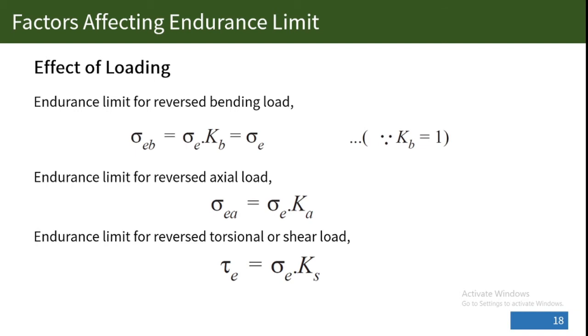Next is the endurance limit for reversed axial load, which is represented by sigma sub EA, equal to sigma E, or the endurance limit, times the load correction factor, K sub A. So K sub A is the load correction factor for reversed axial loading, and the endurance limit is sigma E. And the endurance limit for reversed torsional or shear load, which is denoted by tau sub E, is equal to sigma E, or the endurance limit, times the load correction factor for reversed torsional shear load, or the K sub S. In getting these endurance limits, one may take the value suggested above depending on the type of material.